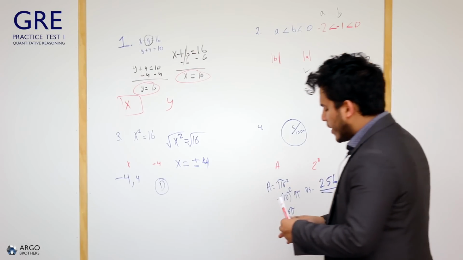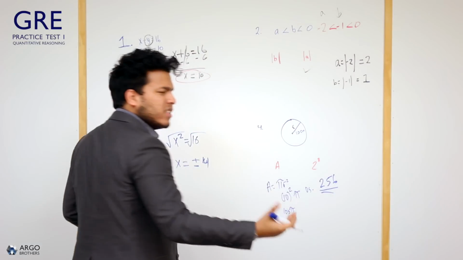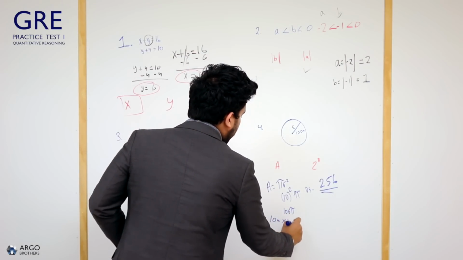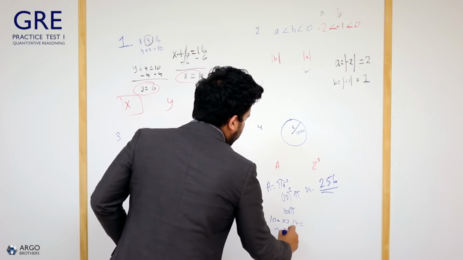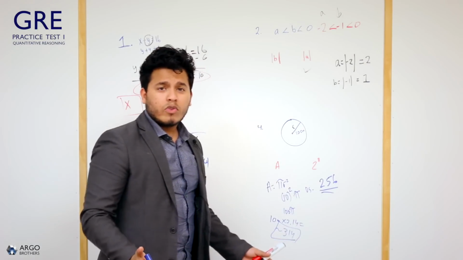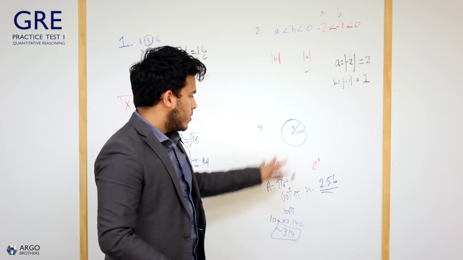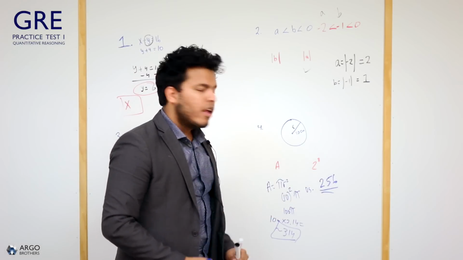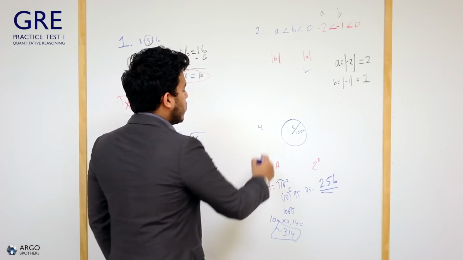Once again, you don't really need a calculator for this question. I know that pi is equal to 3.14. So what's 100 times 3.14? That's about 314. 314 versus 256. What's greater? Of course, the area of the circle over here. So column A is greater than column B. Therefore, the answer for this question would be A.